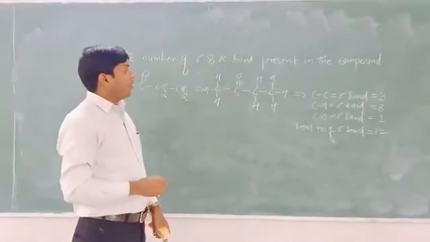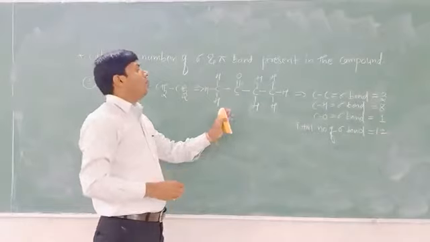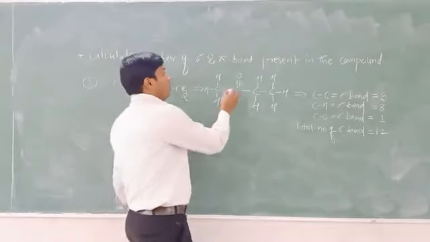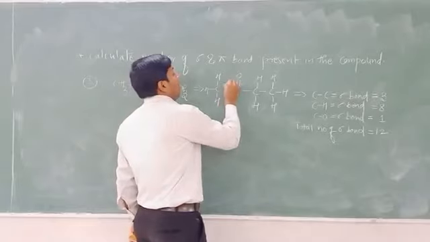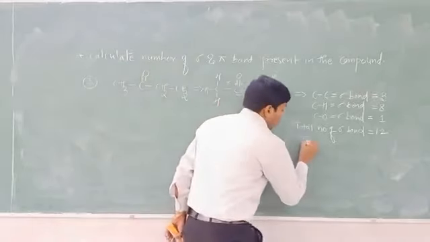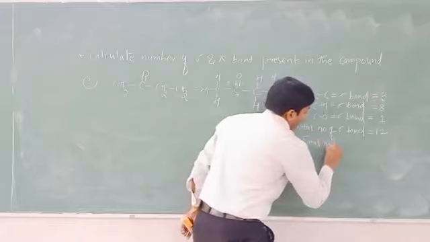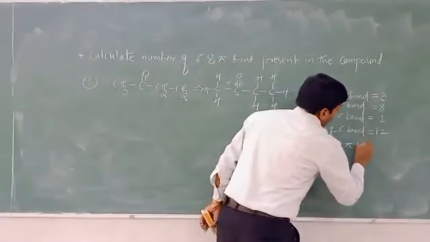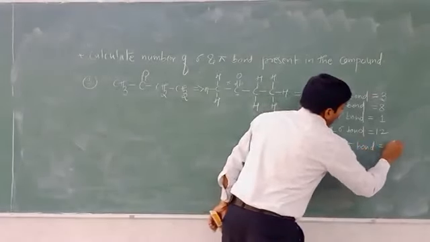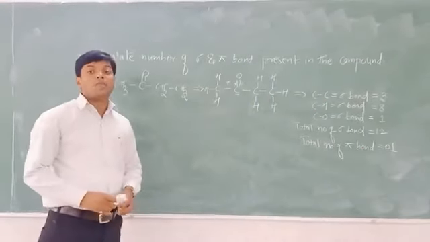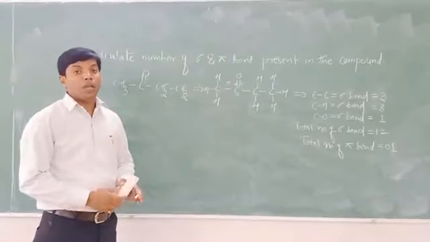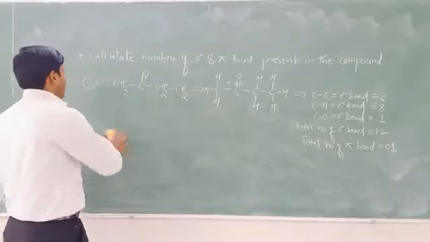Well, how many pi bonds are there? In this particular compound, we find only one pi bond. So the total number of pi bonds in this compound is 1. Likewise, you have to calculate the number of sigma and pi bonds present in the given organic compound.